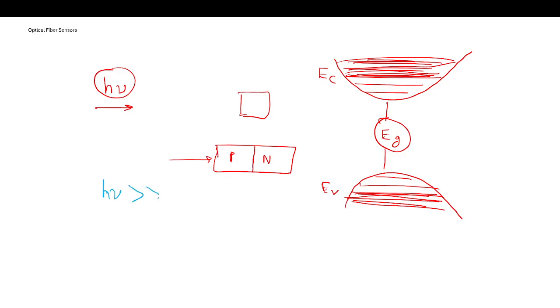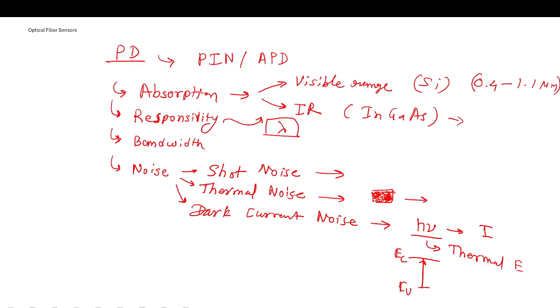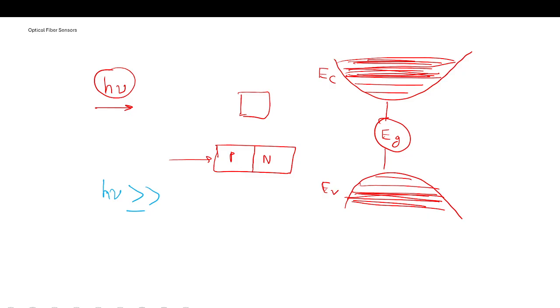So photon energy should be larger than or equal to EG. We can't say equal, but larger at least we can say. Then only the photodetector will detect the light. As we know, there will be a depletion region and so on. I think I don't need to explain those things in detail. You'll be having the band gap, and the Fermi energy.